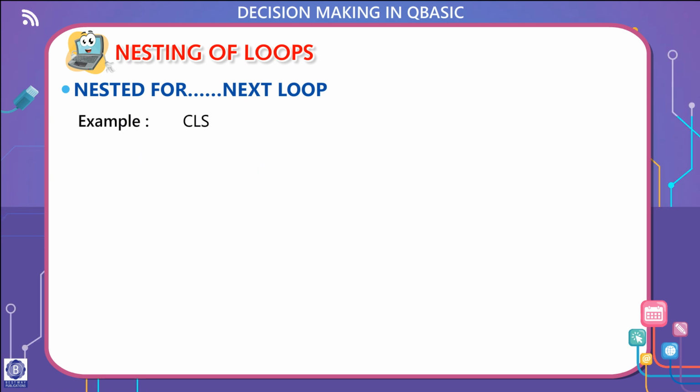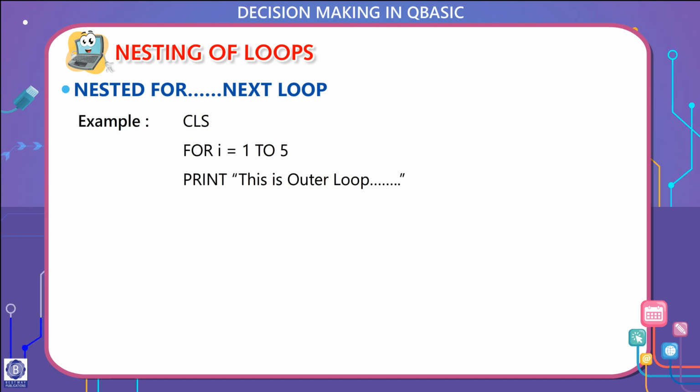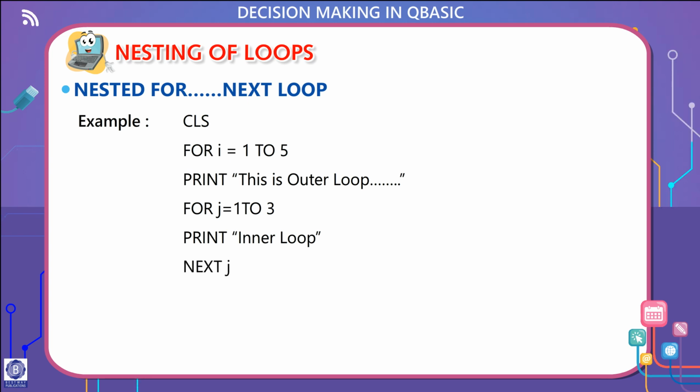Example: CLS. For I = 1 to 5. Print "This is outer loop". For J = 1 to 3. Print "Inner loop". Next J. Next I. End.